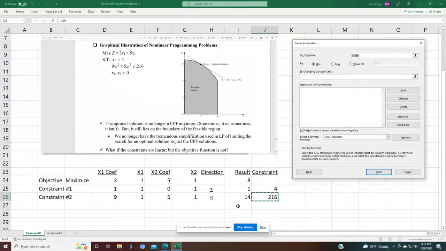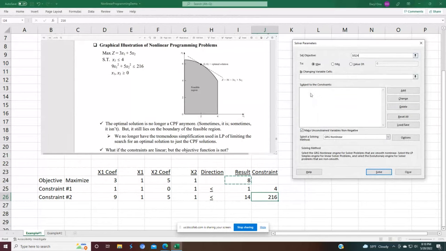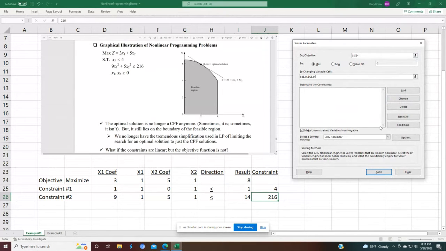we want to set the objective function, and that's going to be in cell I24. We want to set that to a maximum by changing which cells? X1, so this is going to be E24, and X2, which is going to be G24. So we want to change E24 and G24.